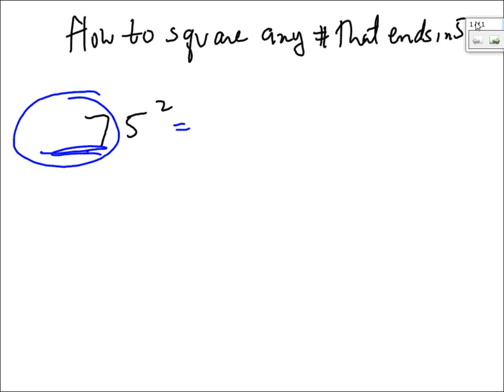Multiply this number by the next number. That is 7 times 8. And then 5 squared, or 25. Any number that ends in 5, when you square it, will end in 25. If you have 105 and you want to square it, it will end in 25.